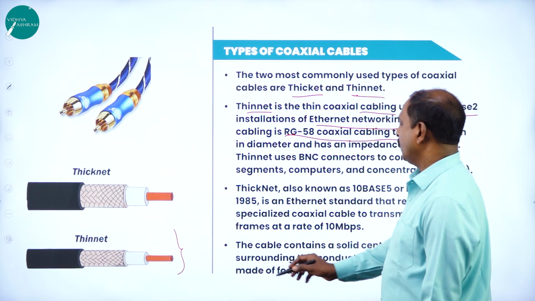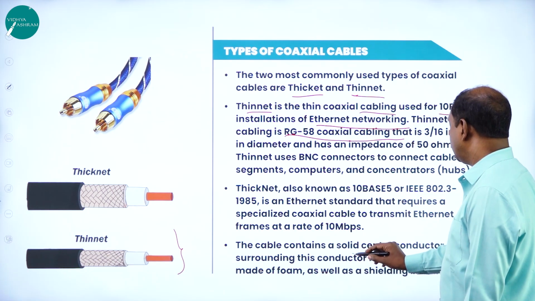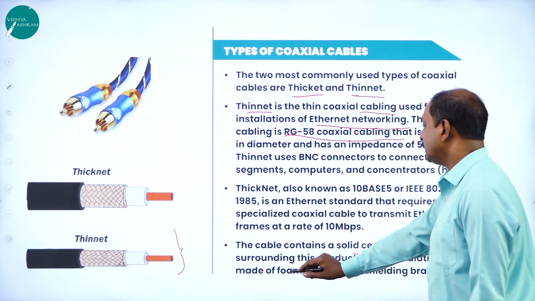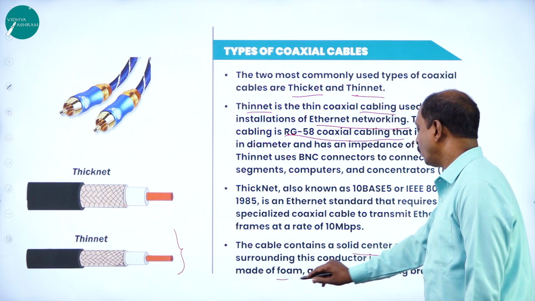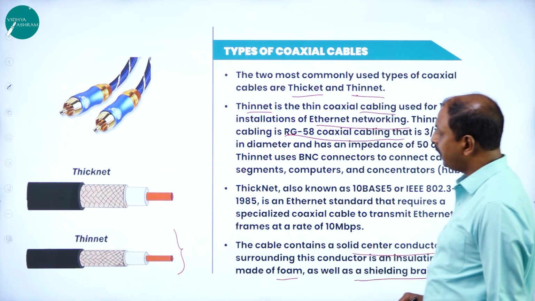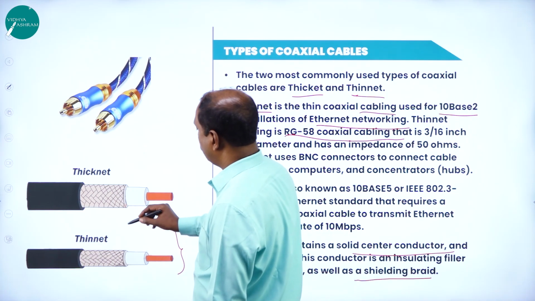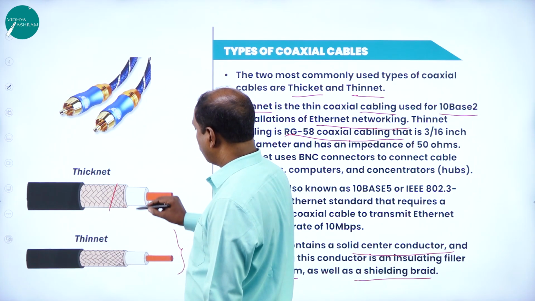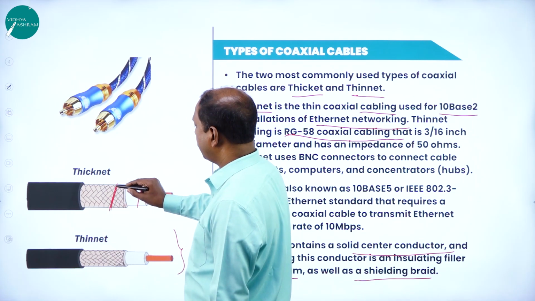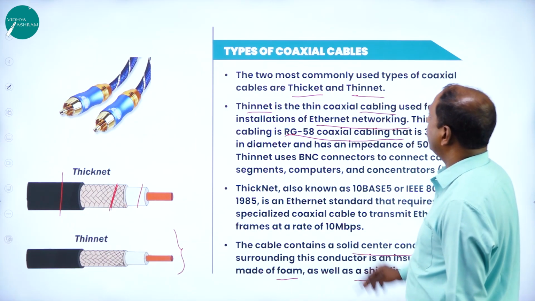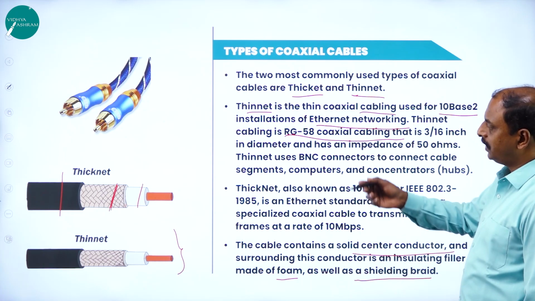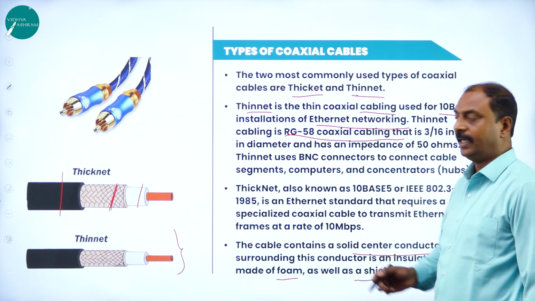And here the cable contains a solid center conductor, and surrounding this conductor is insulating filler made up of foam, as well as a shielding braid. This is the foam here, and you can also see one more shield here. Second, this is the outer jacket. So this is a type of coaxial cable. One is thin net and one is thick net.